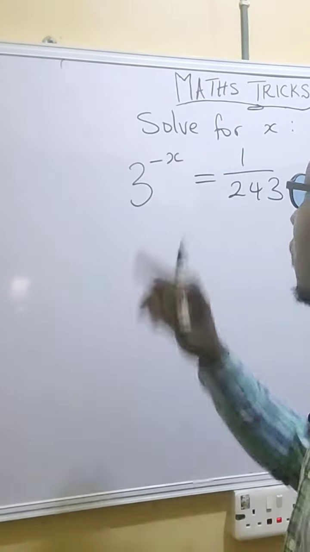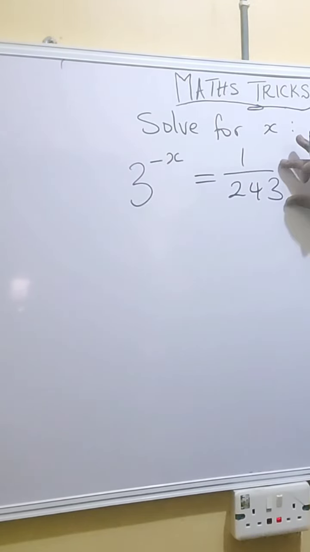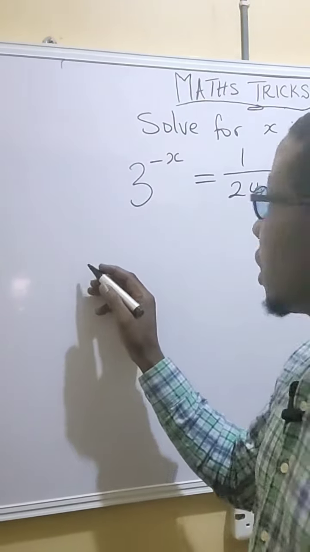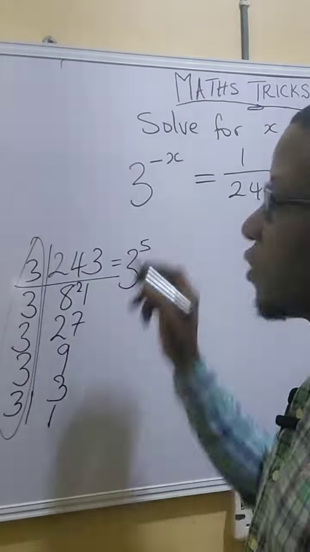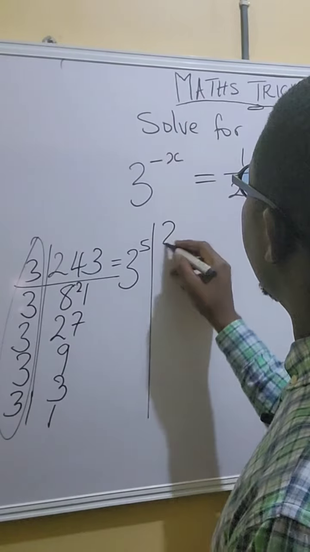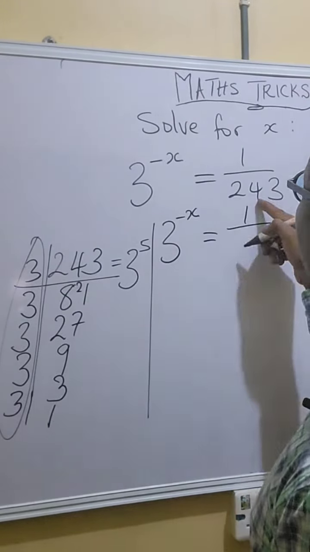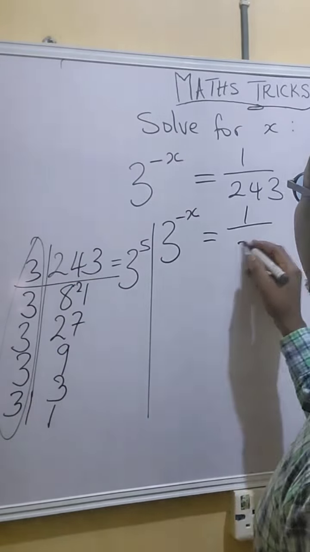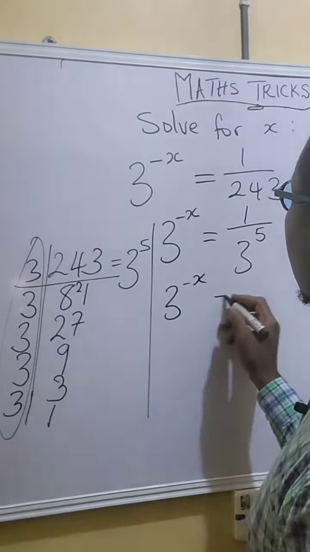So let's see, as for the left hand side, this is already a power of 3, so we don't need to bother. How do we now write this as a power of 3? We could decide to actually quickly find out if we are going to write this as a power of 3. Then let's continue our work. So here now, we have 3 to the power of minus x. And then we have 1 over 243, which is the same thing as 3 to the power of 5. Then we have 3 raised to power minus x.